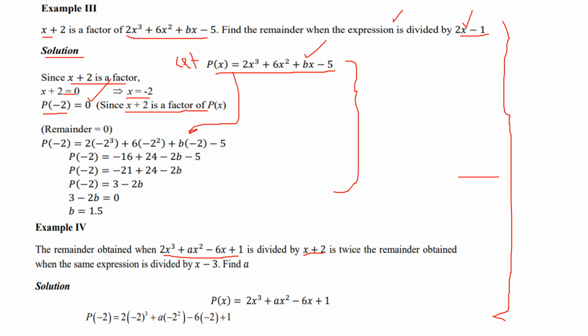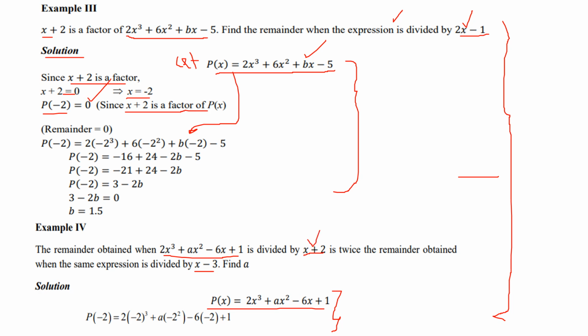So example 4, we are saying that the remainder obtained when the polynomial function of 2x cubed plus ax squared minus 6x plus 1 is divided by x plus 2 is twice the remainder obtained when the same expression is divided by x minus 3. Now find the value of a. Now this is logic, or it's something that requires common sense. You always start by letting your polynomial be p of x. And after doing that, you get the divisors, you equate them to 0.